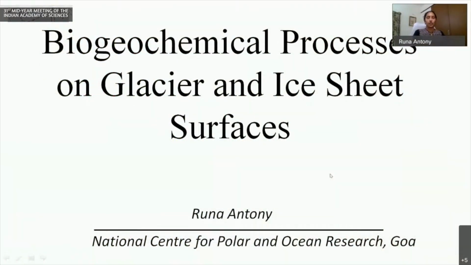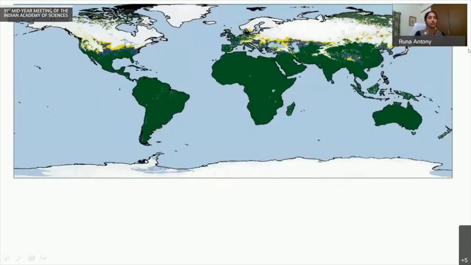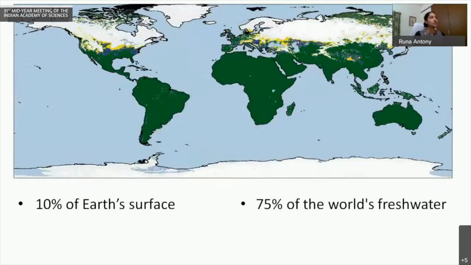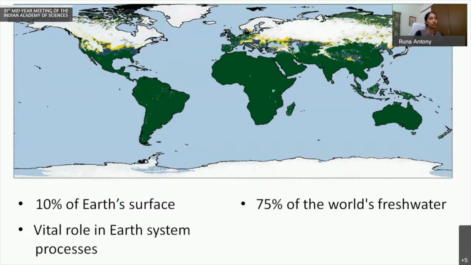So I'm going to be talking about biogeochemical processes on glacier and ice sheet surfaces. When we talk about glaciers and ice sheets, about 10% of the world's entire landmass is covered by them, and they store about 75% of all the fresh water on Earth. And polar regions play a very vital role in Earth system processes.